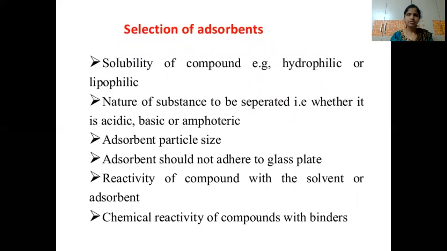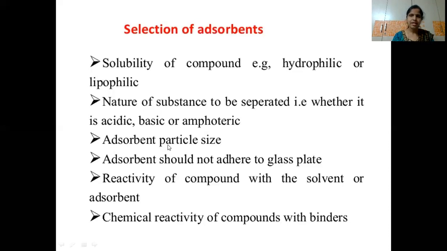So how do we select the adsorbents? The criteria we have to remember while selecting the adsorbent: one is the solubility of the compound. Whatever compound is given for analysis, first we need to know its solubility, whether it is hydrophilic or lipophilic. Then the nature of the substance to be separated, whether it is acidic, basic, or amphoteric. By knowing the nature of the substance, we can select the nature of the adsorbent that can be used for the separation. Then the adsorbent particle size.